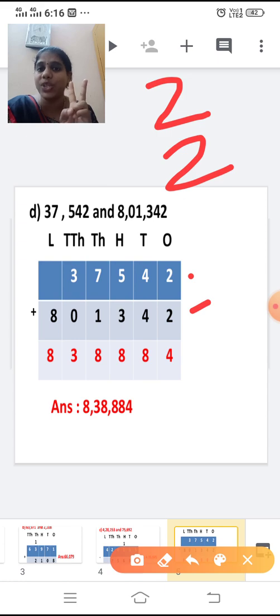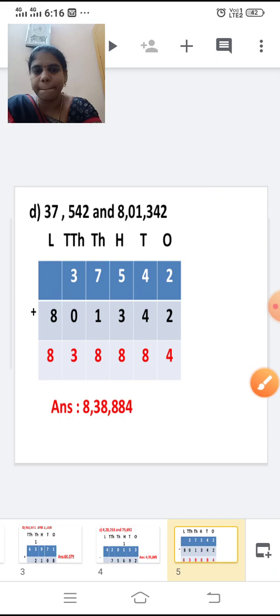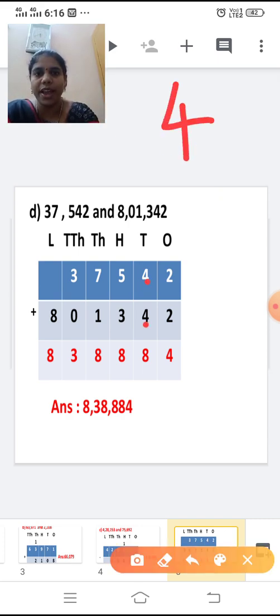After 2, I am going to add 2 numbers, right? 3, 4. Answer is 4. Write that below the ones place. Now what are you going to do? Now add the tens place. So 4 plus 4. We are going to add 4 and 4.